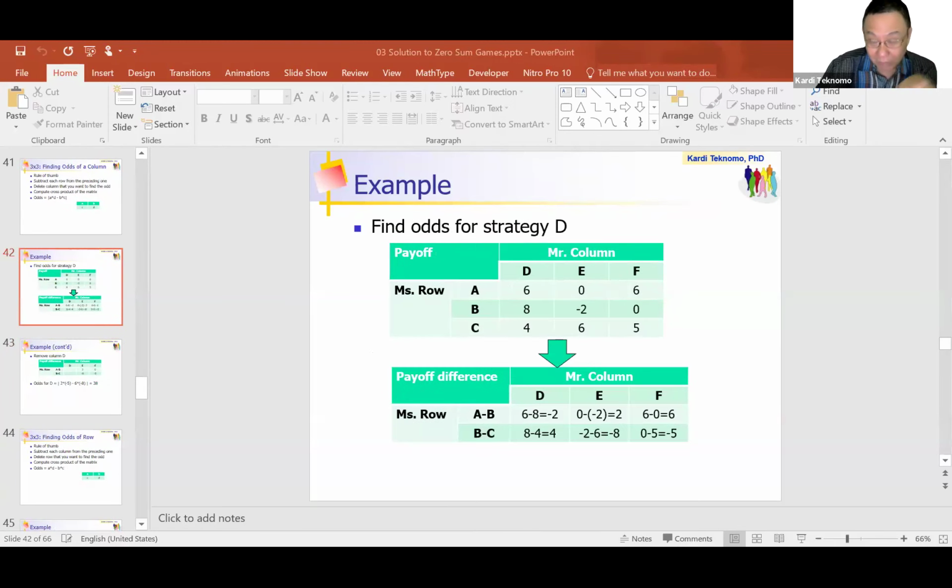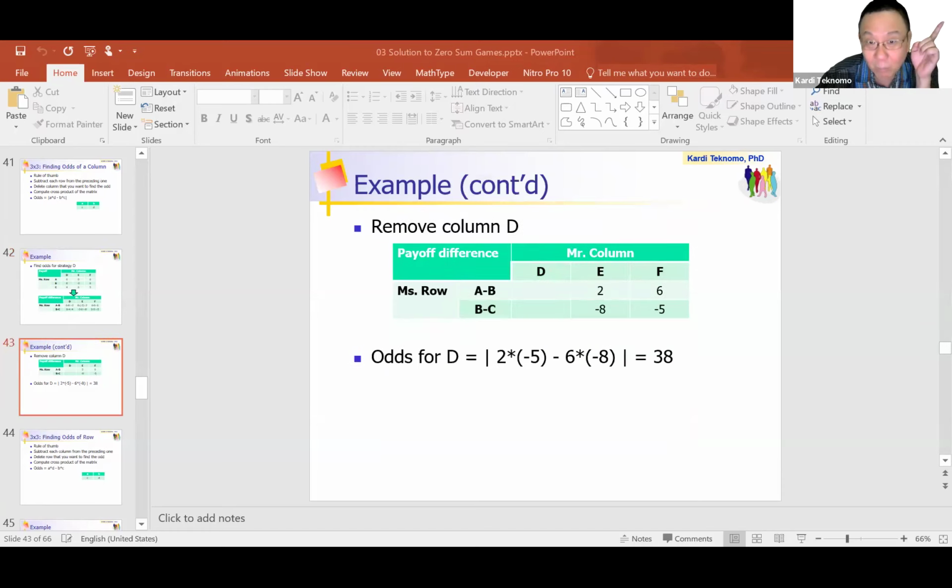Okay. And you see here, the one that you get the difference is 2, 6, minus 8, and minus 5. So this is the one that we copy here. 2, 6, minus 8, minus 5. And then what you will do, this is A, B, C, D, and then cross. So 2 multiplied by minus 5 minus 6 multiplied by minus 8. And then take the absolute value, so 38. So 38 is the R for D. Is it clear? Easy, yeah?